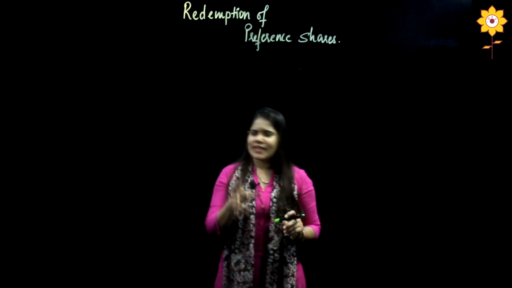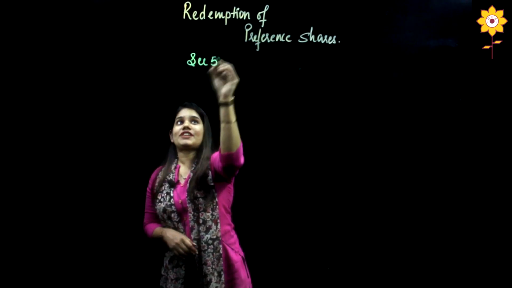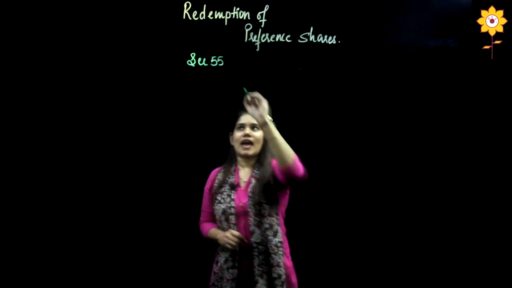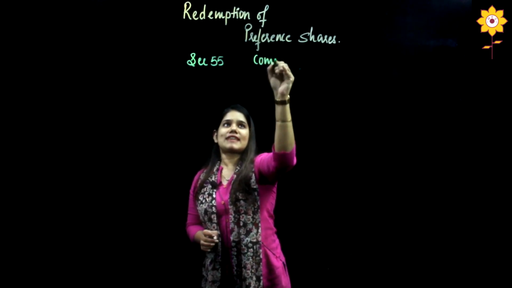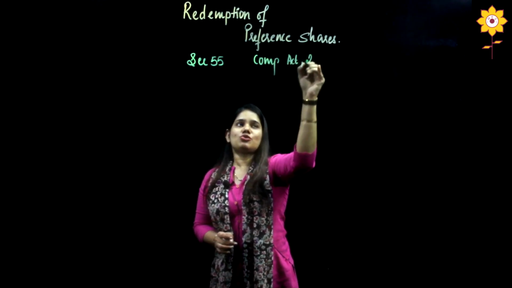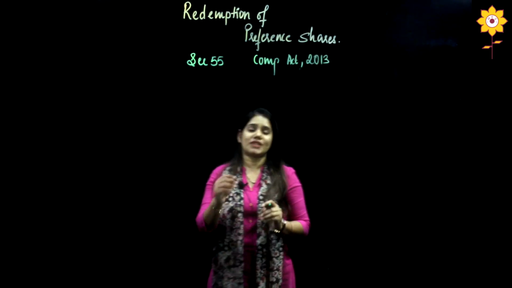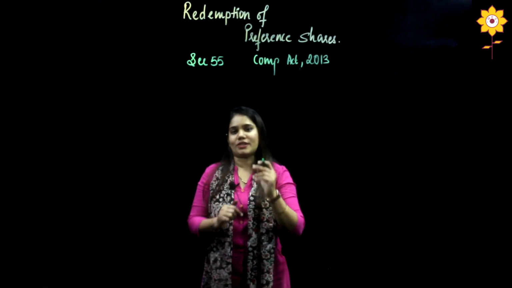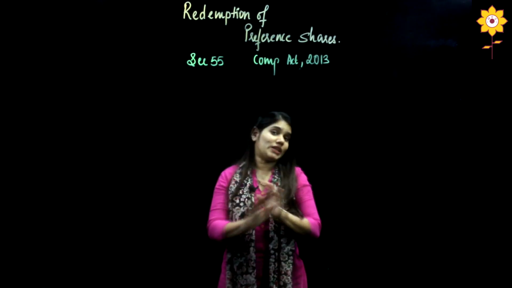Okay. Now, there have to be certain rules and regulations regarding this, right? So, section 55 will help me out with this. According to section 55 of Companies Act 2013, there are a few rules and regulations laid down on the company for doing the redemption process. Number one is the shares have to be fully paid.